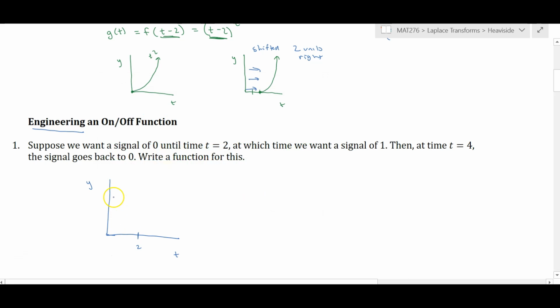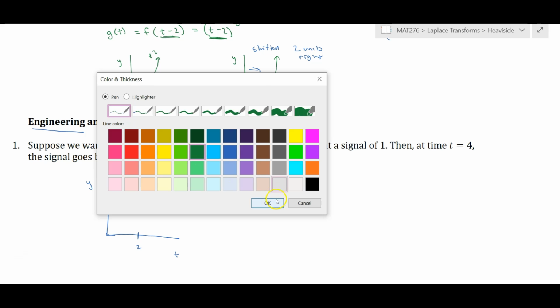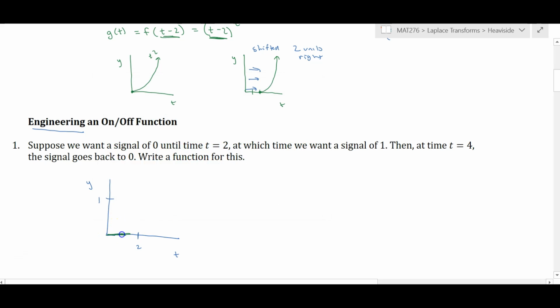Let me plot a 1 on here as well before I change colors. All right, so we want it to look like this. Nothing out of the ordinary. But at time 2, we want a signal of 1. Okay, so that seems like a pretty standard Heaviside.